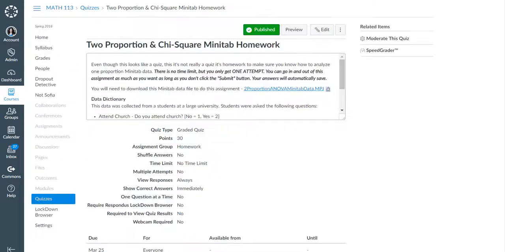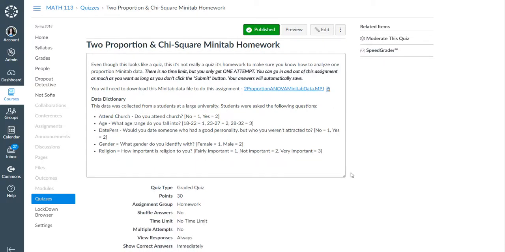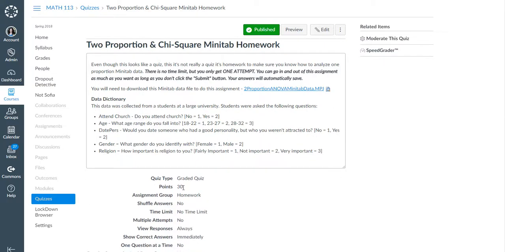Then the other thing you've got is the two proportion and chi-square Minitab homework. This is worth 30 points. This is a pretty big assignment. So no time limit, but you do only get one attempt. And what you're doing is just a two proportion test and then a chi-square test.